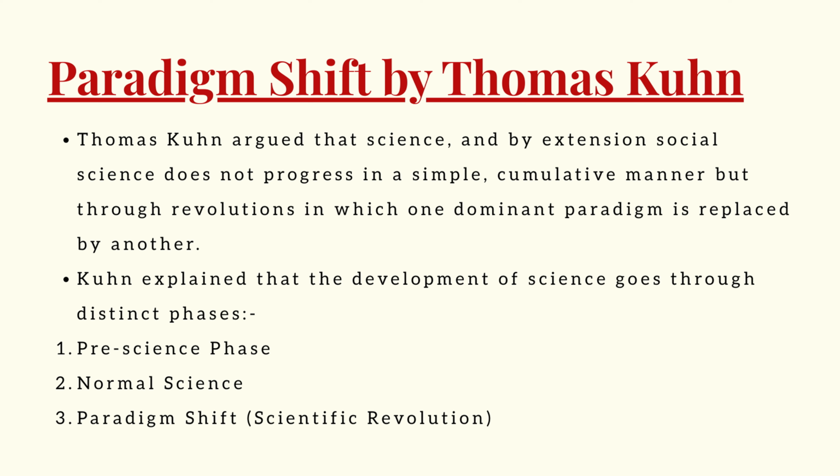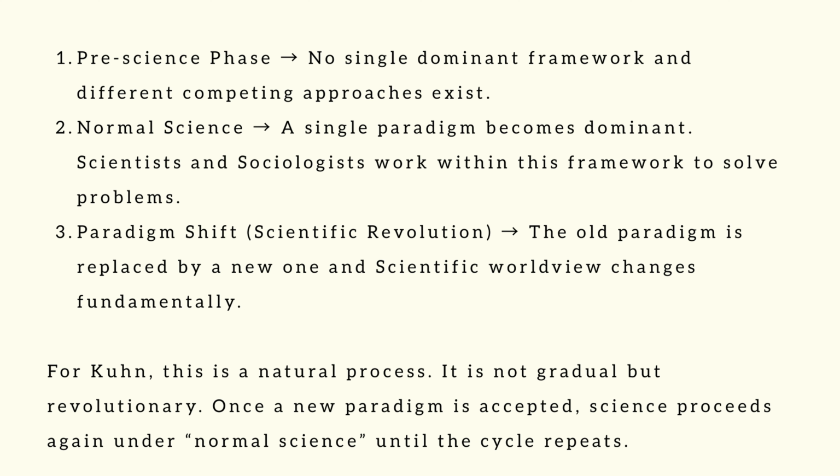Thomas Kuhn argued that science does not progress in a simple, cumulative manner but through revolutions in which one dominant paradigm is replaced by another. When a paradigm can no longer adequately explain reality, it is eventually abandoned and replaced by a new one. Kuhn explained that the development of science goes through distinct phases. In the pre-science phase, there is no single dominant framework and multiple competing approaches coexist.